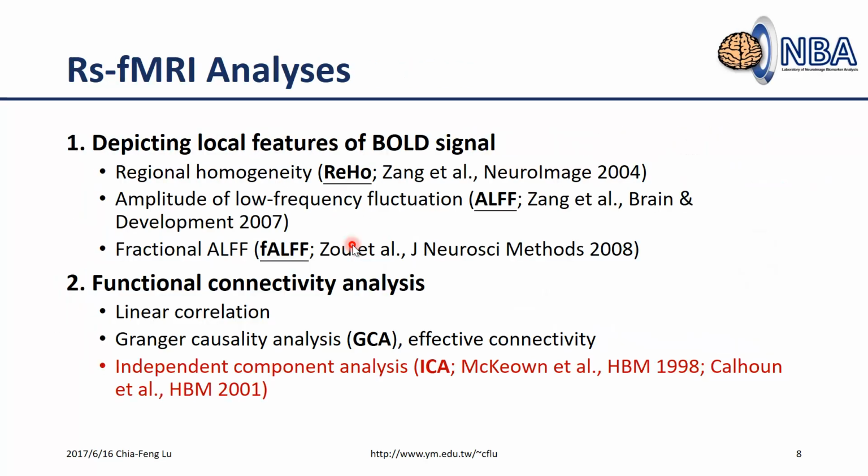So this is what I mentioned last week, that the resting state fMRI analysis can generally be categorized into 2 different types. The first one is the way to depict local features, such as the ReHo and the ALFF. And today we are talking about this one, independent component analysis. This is one of the approaches in the functional connectivity analysis right here.